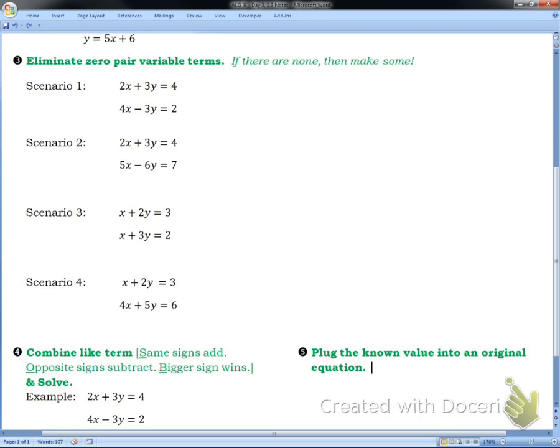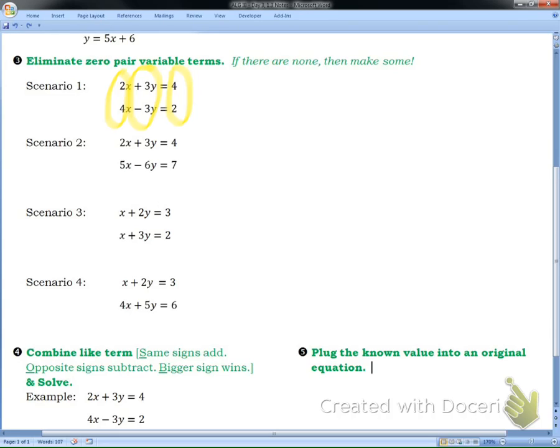In scenario 1, you have 2x over your 4x. You have positive 3y over negative 3y. Your equal signs are lined up, and you have a 4 over a 2. So these two equations are both in the same form. They both happen to be in standard form, and our variable terms are all lined up, our constants are lined up, and so is the equal sign. So step 2 has been done for us.